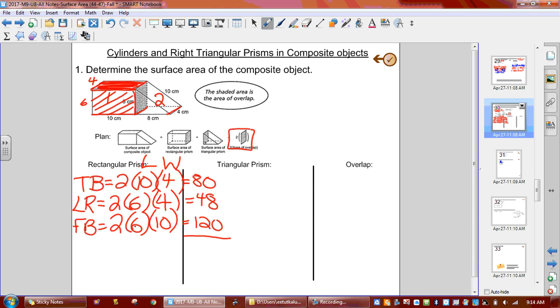So we're going to add all 3 of them, and we're going to get our answer for the rectangular prism. 248, well done. 248 centimeters squared. Okay, so now we're going to the triangular prism.